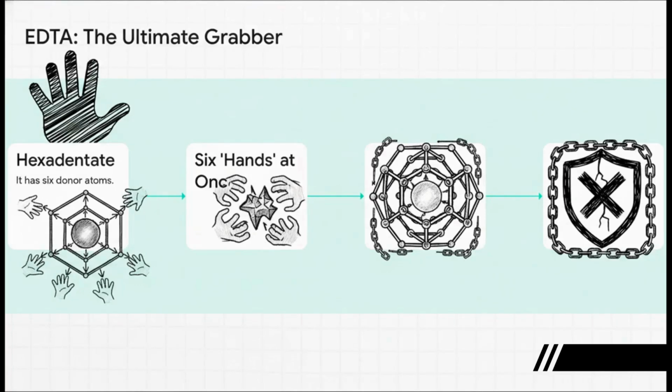Well, for starters, it's hexadentate. That's not 1, not 2, it's 6 hands, 6. And it uses all of them at the same time to completely wrap around a metal ion, forming this unbelievably stable cage. But even that isn't its most important feature. The part that always gets tested is its one unbreakable rule.